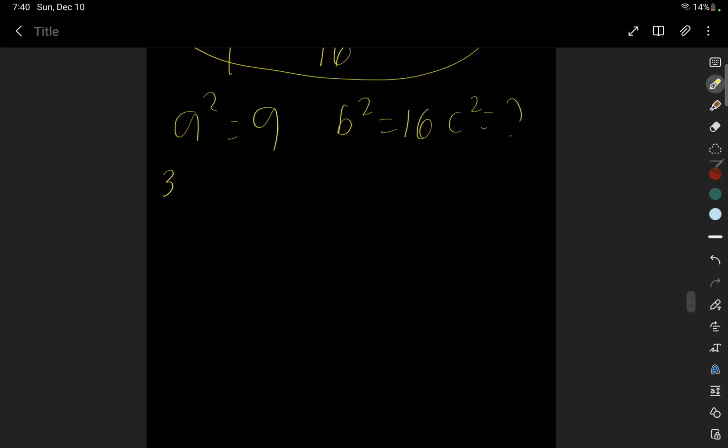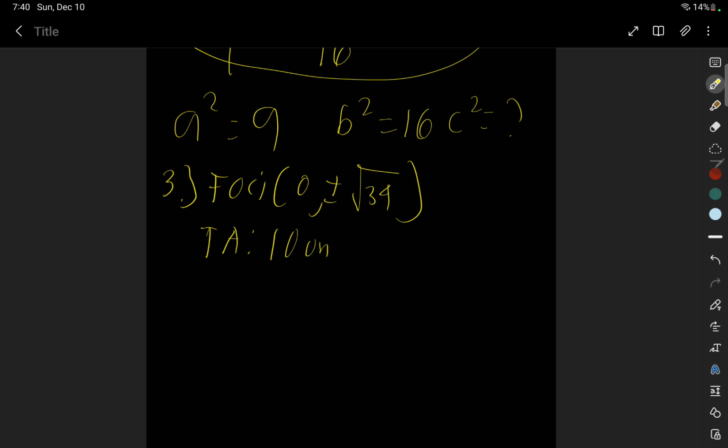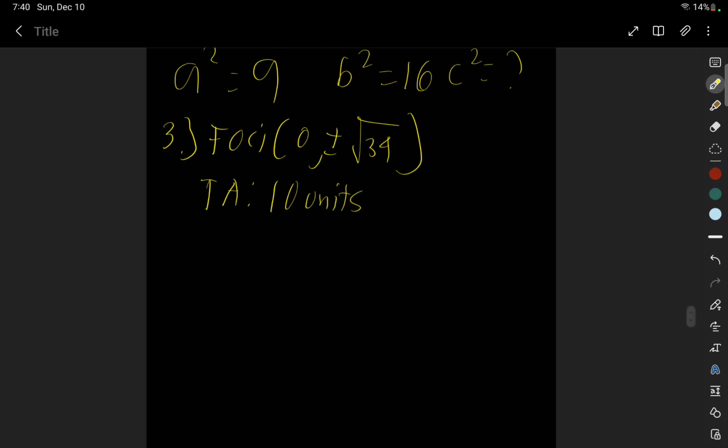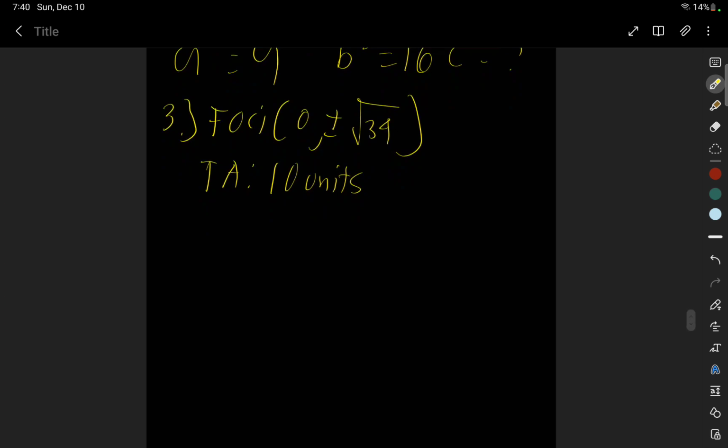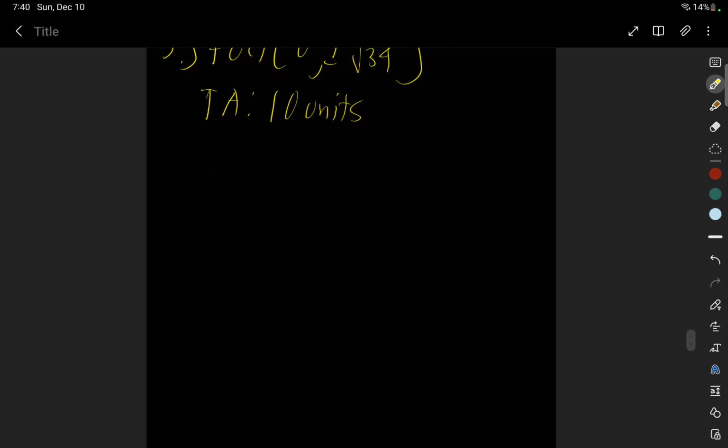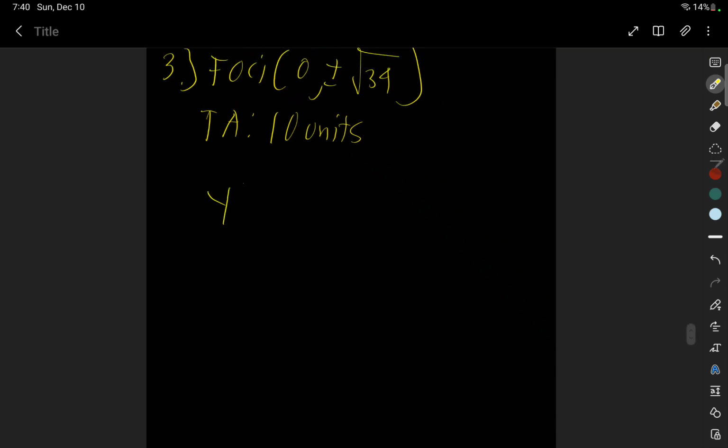Okay, for number 3, if the foci is at 0, positive, negative, square root of 34, and then the transverse axis length is 10 units, what is the standard equation? Sabi ko kanina, uulit lang tayo. Base tayo sa foci. Since nasa y-axis siya, then, yung ating coordinates or orientation na ay nasa y, so may siyang y squared minus x squared, denominator equal to 1.